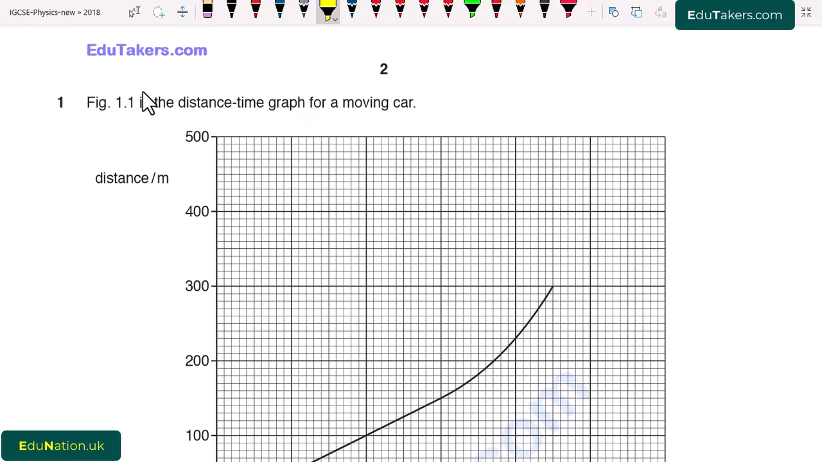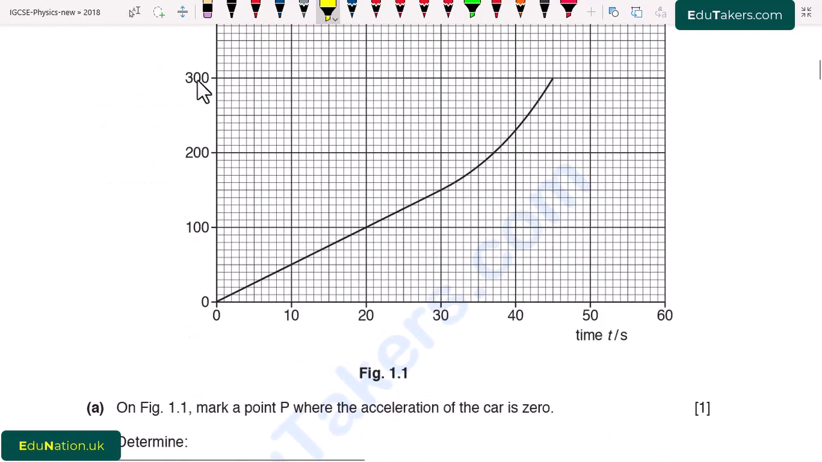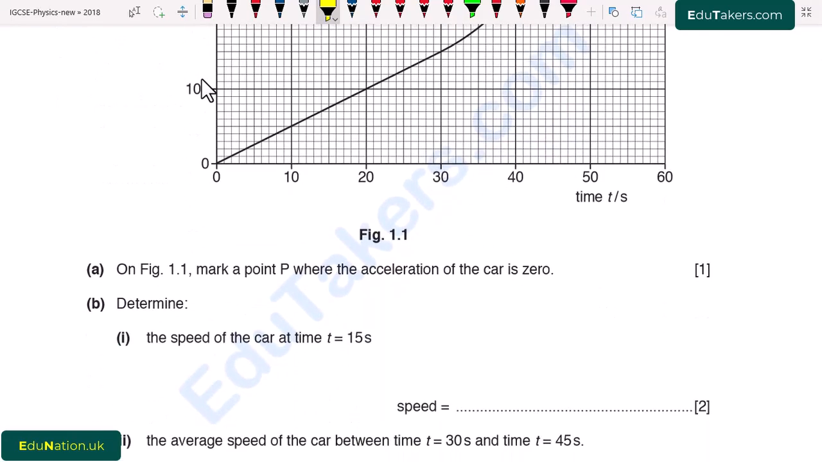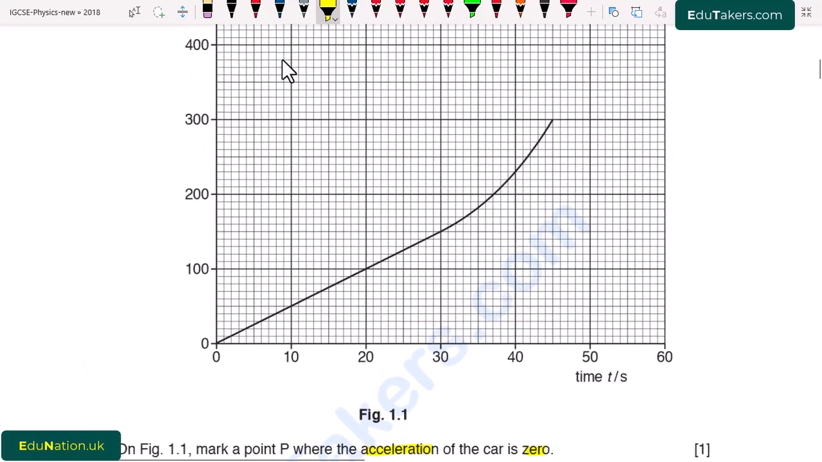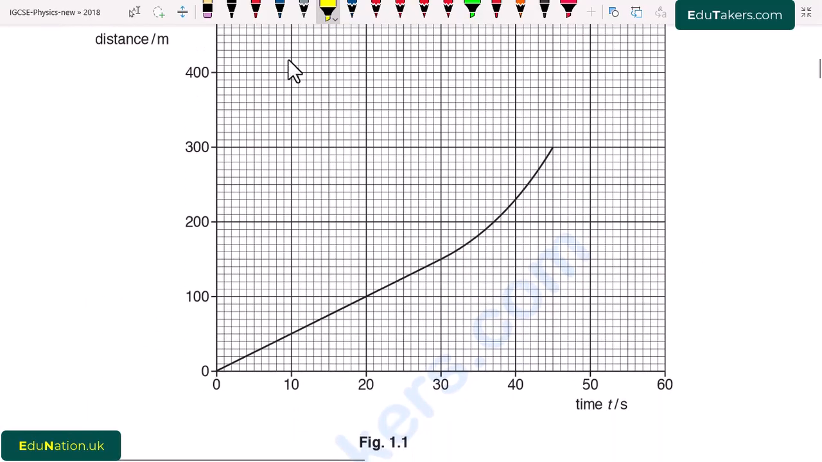Question number 1. Figure 1.1 is the distance time graph for a moving car. Part A. On figure 1.1, mark a point P where the acceleration of the car is equal to 0. So going back to figure 1.1, we can see here that it's a distance time graph. Time is measured in seconds while the distance is measured in meters. So we have to describe the region where the acceleration is equal to 0.